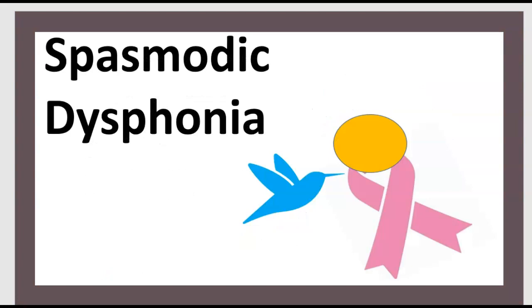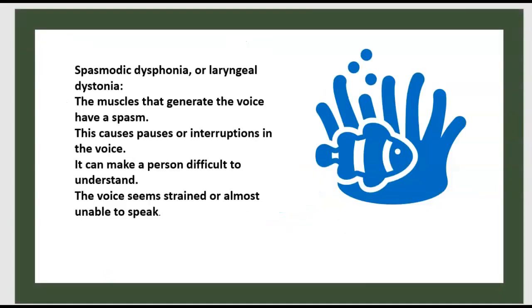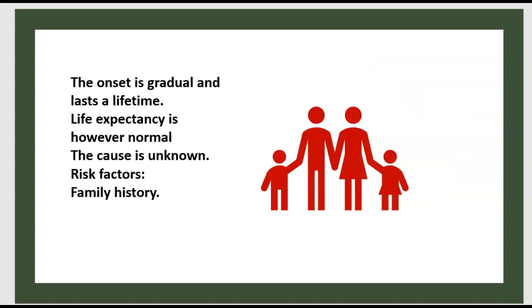Let's move on to spasmodic dysphonia, or laryngeal dystonia. The muscles that generate the voice have a spasm. This causes pauses or interruptions in the voice. It can make a person difficult to understand. The voice seems strained or the person is almost unable to speak. The onset is gradual and lasts a lifetime. Life expectancy is, however, normal.